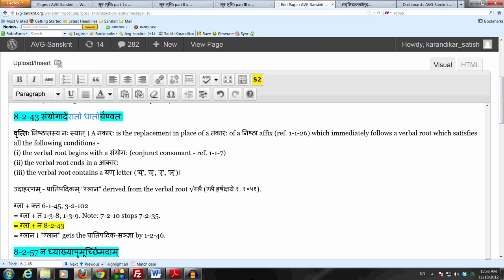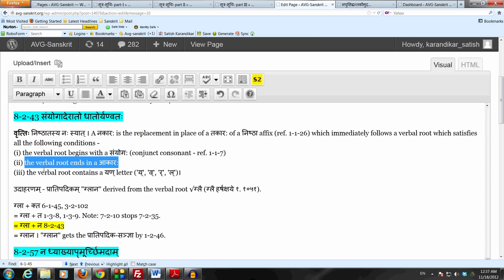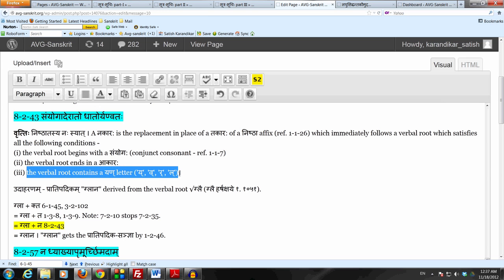And the final condition is yanvataha, yanvan dhatuhu. Yanvan dhatuhu is a dhatuhu which has a yan letter in it. Yan means what? Ha, ya, va, ra, la. So ya, va, ra, la. So the verbal root must contain a yan letter. These are three conditions. The verbal root should begin with a sanyogaha, which is a conjunct consonant. The second condition is that the verbal root should end in a akaraha. The third condition is that the verbal root should contain a yan letter. When all these three conditions are satisfied, then following such a dhatu, if we have the takara of nishtha pratyaya, which is immediately following such a dhatu, then that takaraha is replaced by a nakaraha.